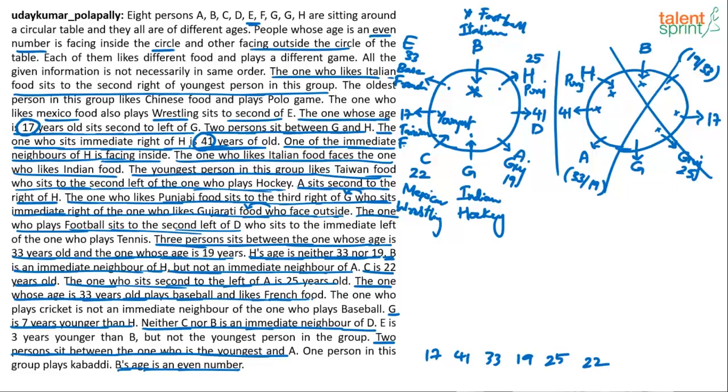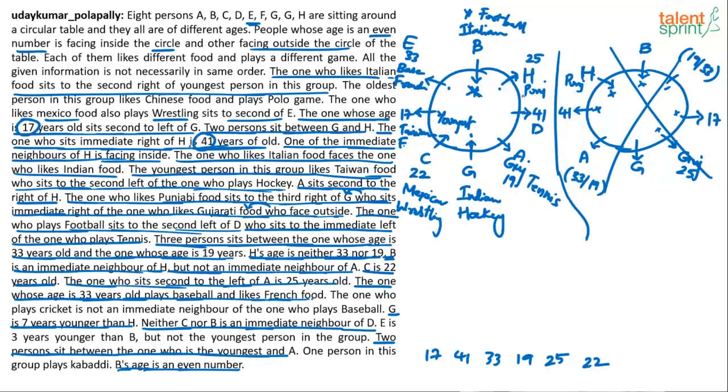Who sits immediate left of the one who plays tennis? Who here refers to D. D sits on the immediate left of the one who plays tennis. So A should be playing tennis, because immediate left of A is D.